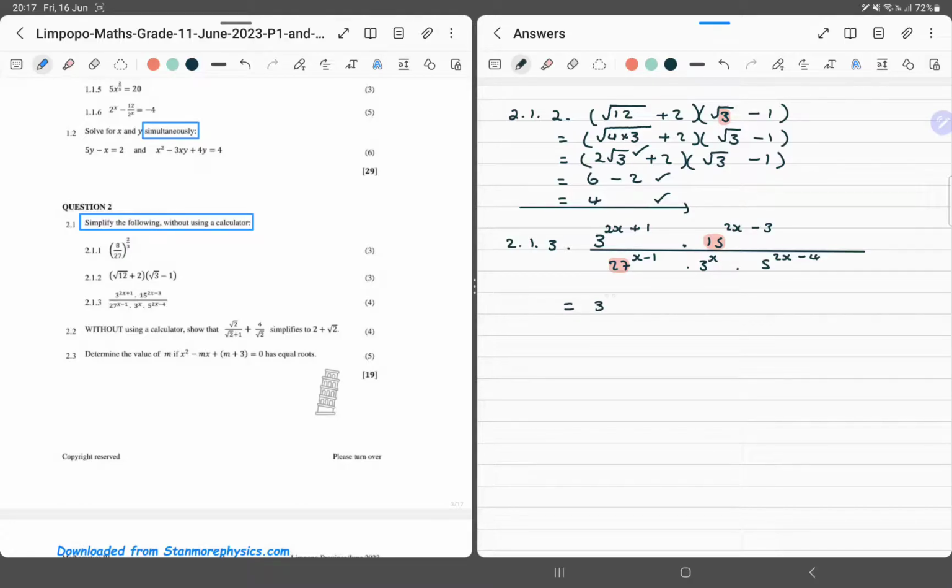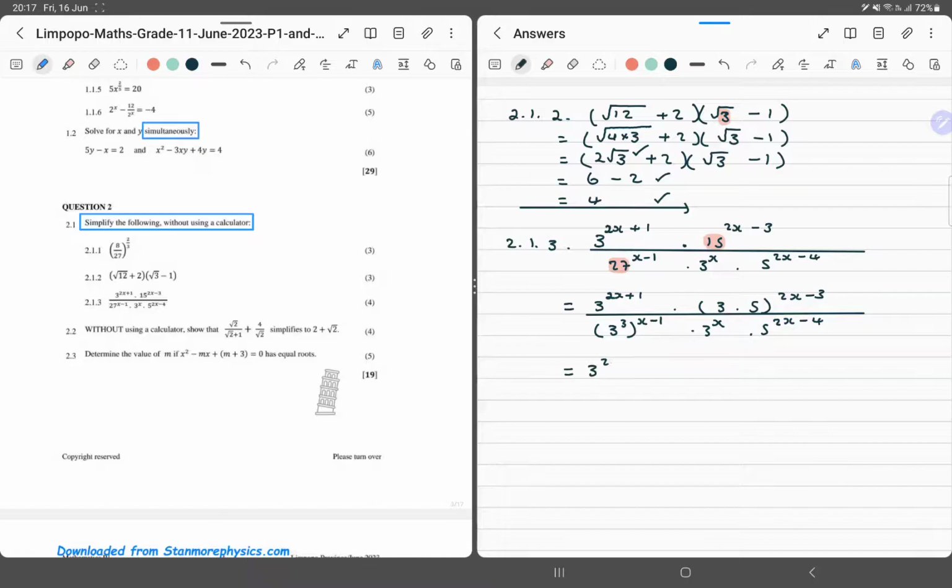We will still maintain here 3 to exponent 2x plus 1. But here we're going to have 3 times 5, to exponent 2x minus 3. All of that over, we can see 27 is basically 3 cubed, to exponent x minus 1, times 3 to exponent x, times 5 to exponent 2x minus 4. So now everything looks all right, but we just have to simplify. And here you need to be patient. Don't rush anything.